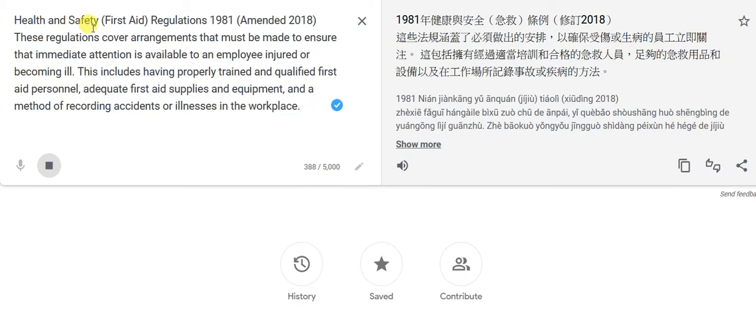Health and Safety (First Aid) Regulations 1981, amended 2018. These regulations cover arrangements that must be made to ensure that immediate attention is available to an employee injured or becoming ill. This includes having properly trained and qualified first aid personnel, adequate first aid supplies and equipment, and a method of recording accidents or illnesses in the workplace.